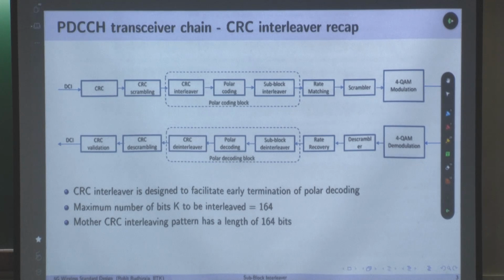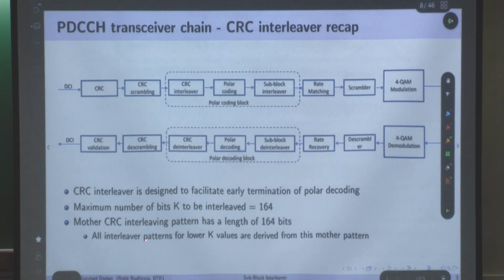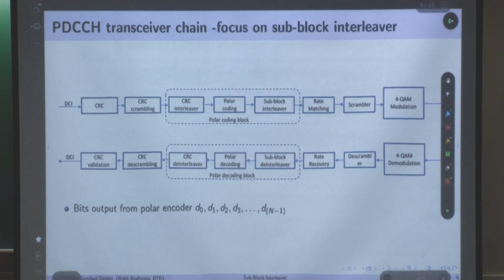And if you remember, there is this mother CRC interleaving pattern, which is of 164 bits, and all interleaver patterns for lower K values are derived from it. It's only this 164 bit pattern that is stored, and with a little bit of processing, one can derive the other lower length patterns from it. We took an example and we derived that also. So our focus, as I said, is going to be on this sub-block interleaver now.